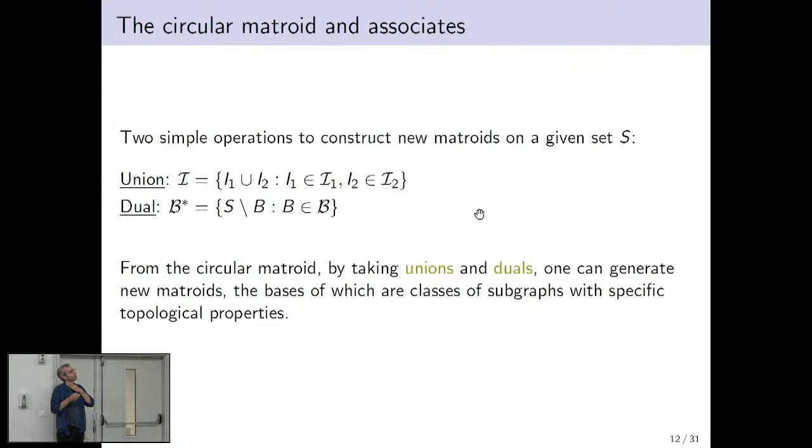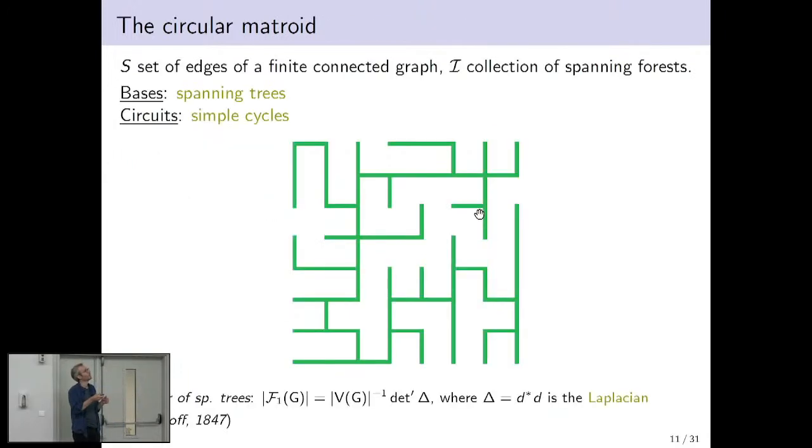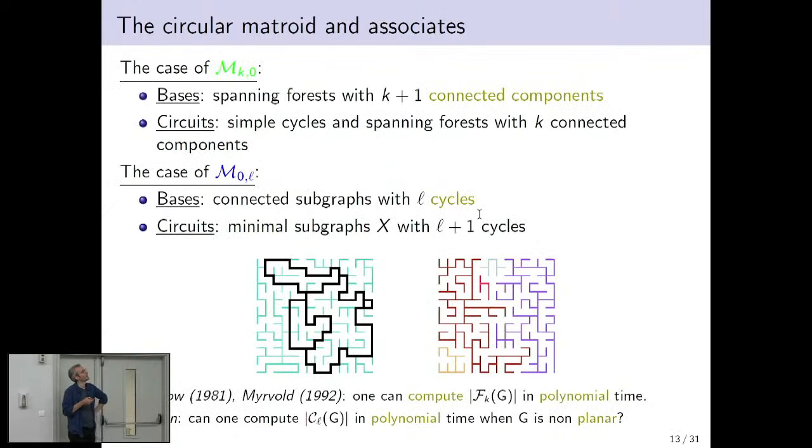So now what I'm going to show is that from the circular matroid, by doing very simple operations like these, one can generate new matroids on graphs. And then in the next part, I will give explicit examples of determinantal probability measures, which are not just the uniform measure on these.